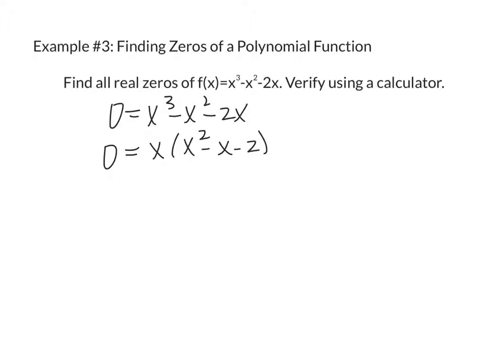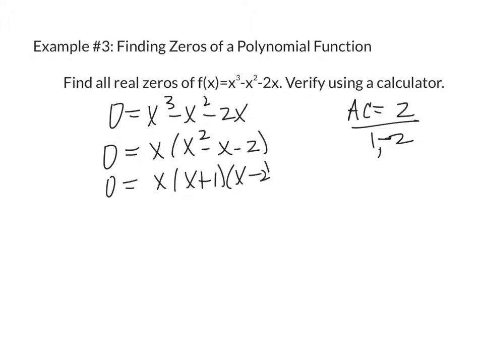And then from there, I'm going to do the AC method. So AC for that trinomial in parentheses is going to be negative 2. What factors of 2 give you 2? You only get 1 and 2. So that's going to give me a negative 2 and a positive 1. So 0 equals x times x plus 1 and x minus 2. Okay? And then from there, we would set each of these equal to 0.